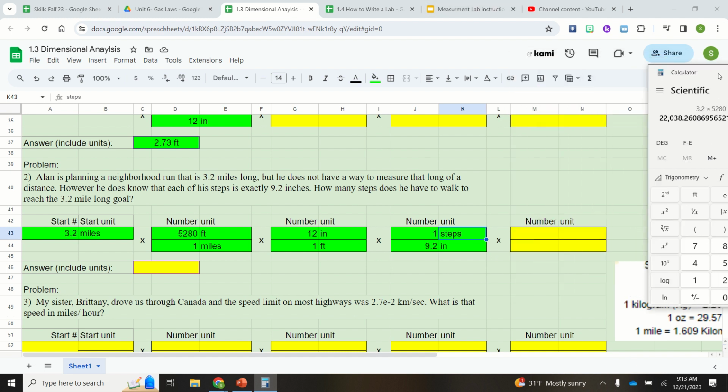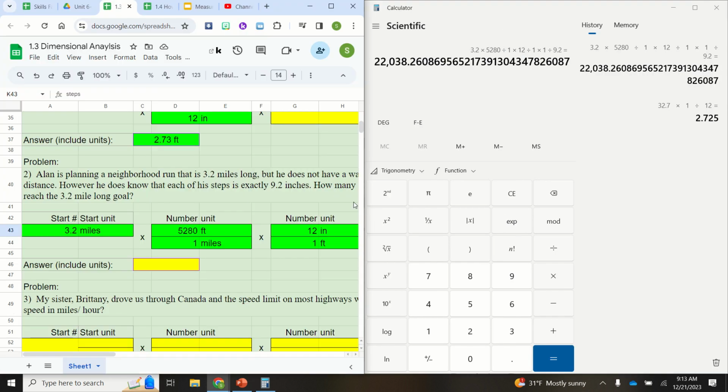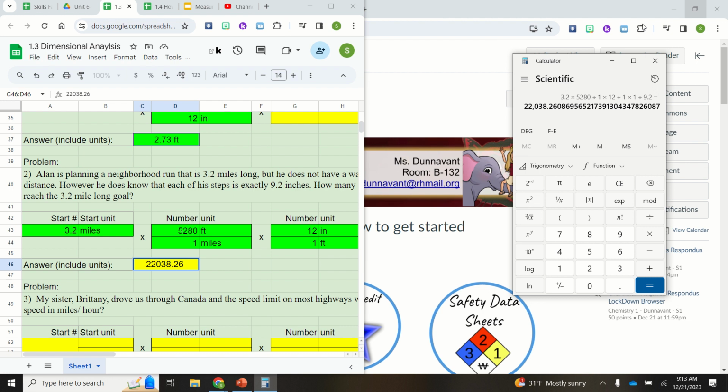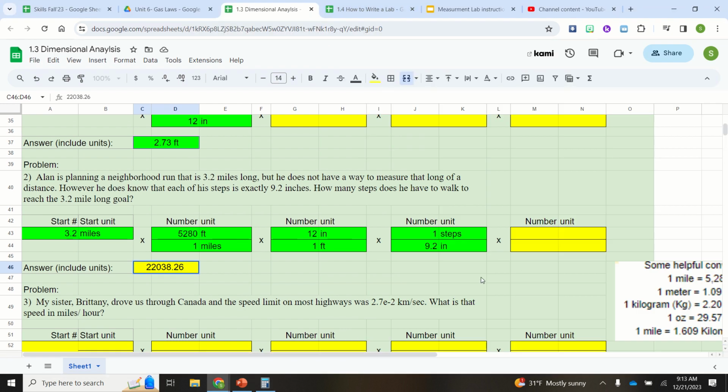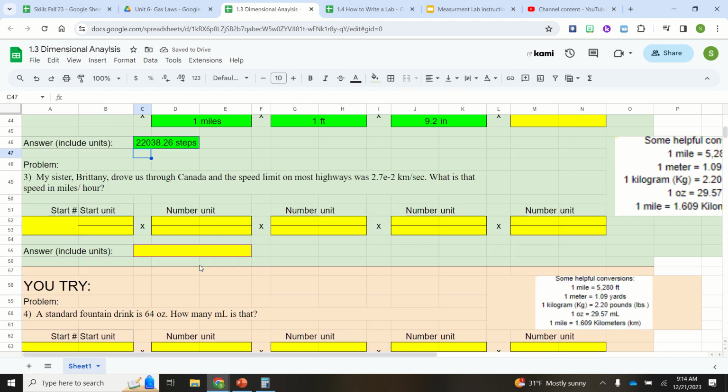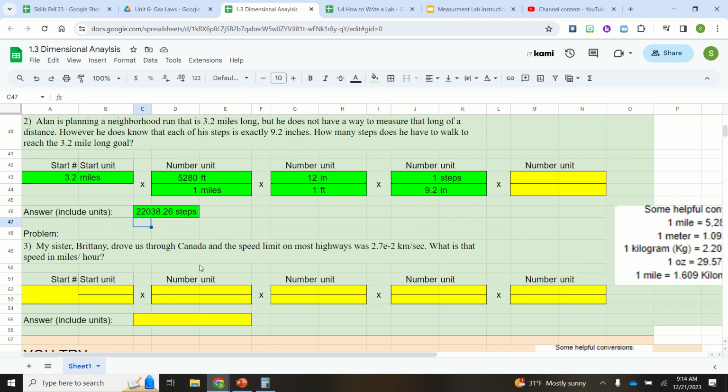And we get this big long number. I'm going to need to make this so I can type it in, 22038.26. The 0 does not round the 6 up. Space. Our unit is steps. There we go. All right, one more together, and then you guys will have some on your own.